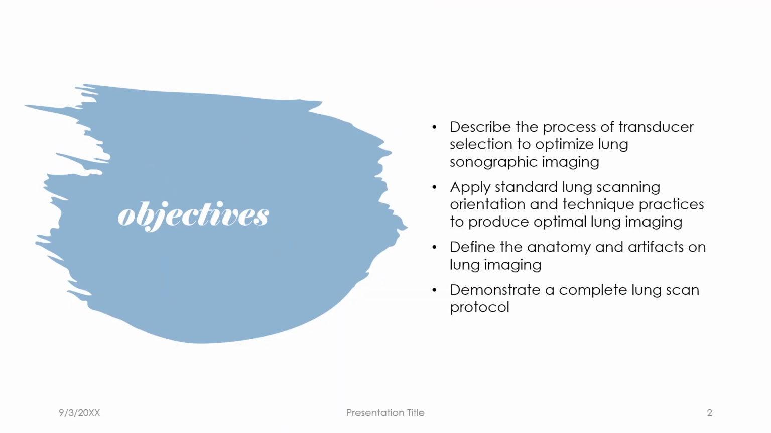So today's objectives, we're going to talk about how to describe the process of transducer selection and the processes to optimize sonographic imaging of the lungs in a patient. We're going to apply standard lung scanning orientation and technique practices to produce optimal lung imaging, define the anatomy and artifacts on lung imaging, and demonstrate a complete lung scan protocol.